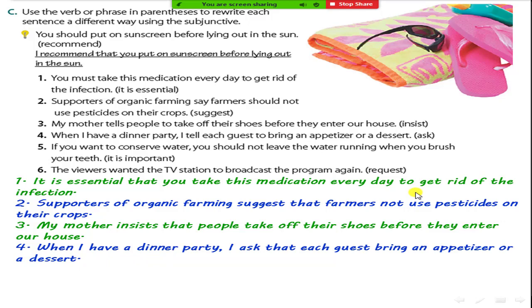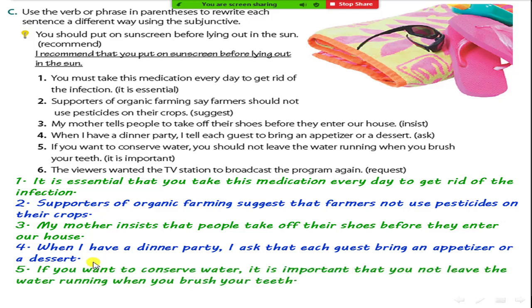And number 5. If you want to conserve water, you should not leave the water running when you brush your teeth. It's important. Who can answer this? Number 5. Yes, Yusuf? If you want to conserve water, it is important that you not leave the water running when you brush your teeth. Yes, that you not leave. Very good. Thank you, Yusuf.